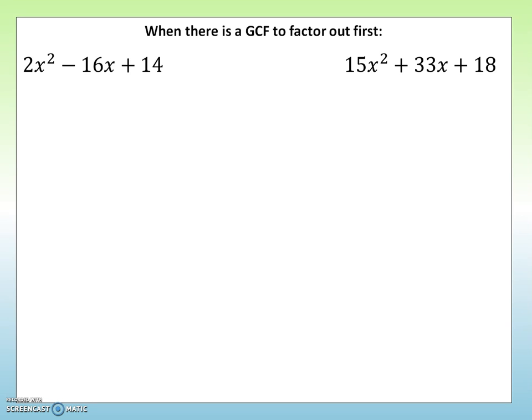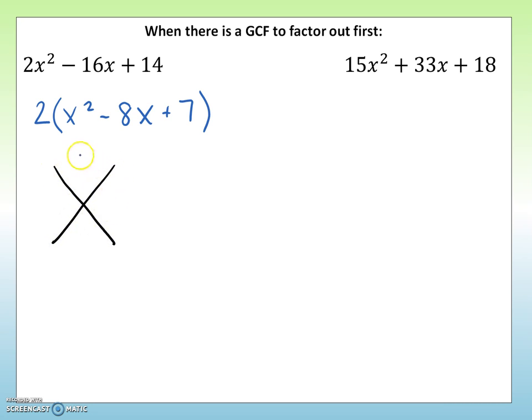So let's look. 2x squared minus 16x plus 14. The GCF that they all have in common is 2. Right, because each term is divisible by 2. Let's go ahead and divide 2 out of each term. We're left with x squared minus 8x plus 7. But we're not done, because now we notice that this inside can be factored more.